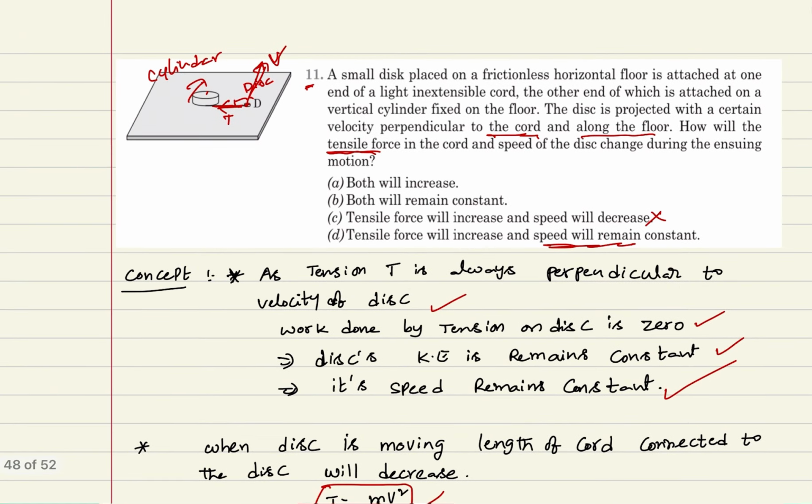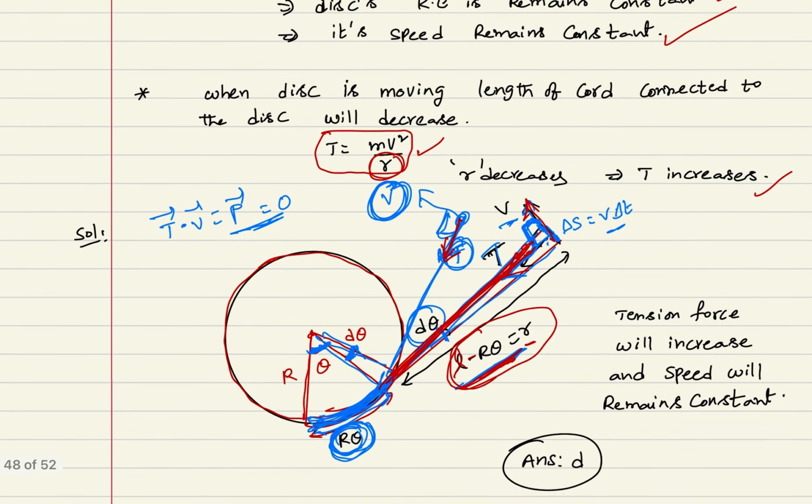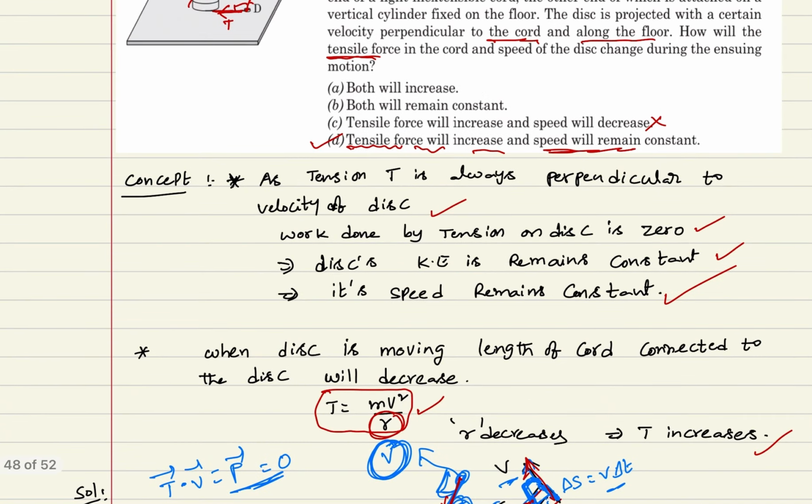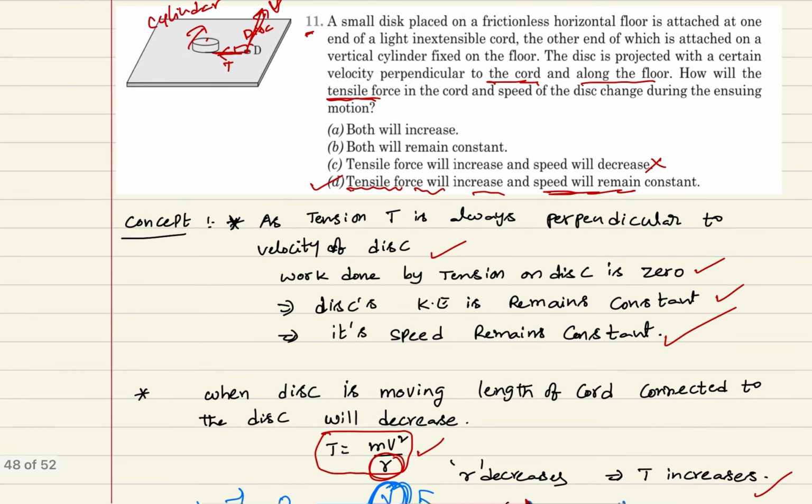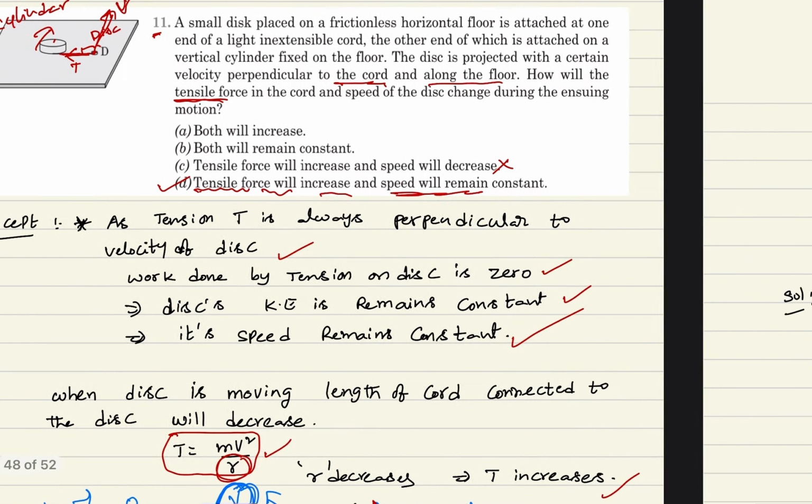As per the question, they are asking which is actually changing. Tensile force will increase and speed remains constant. This is option D, the correct option. Here there is no friction.